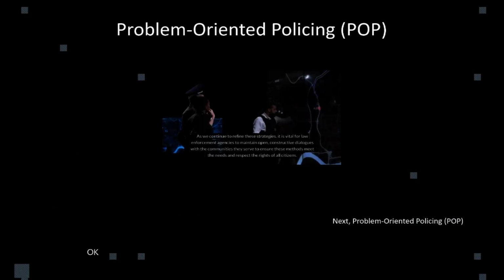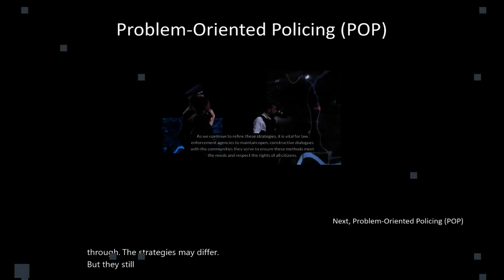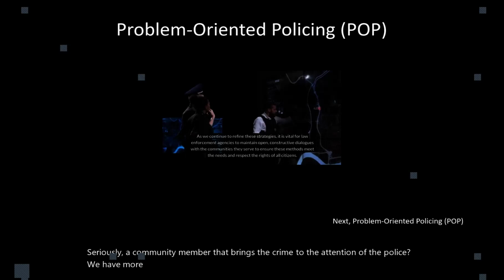We're going through these. You should see some common threads coming through. The strategies may differ, but they still have certain values in mind. Community representation, community sense of belonging, community sharing. It's usually a community member that brings the crime to the attention of the police. We have more eyes on the prize than we do have police officers. The police need our support.